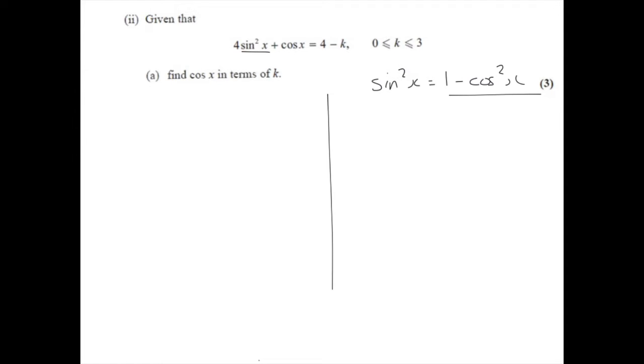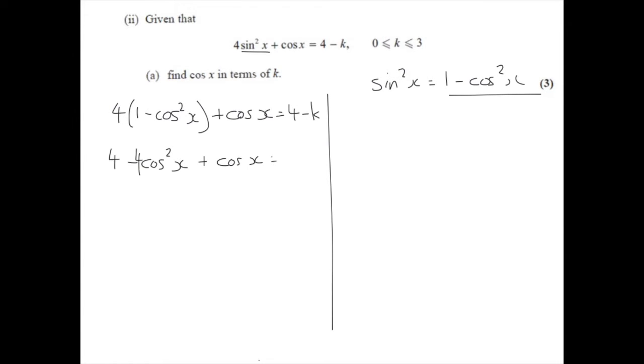So we will get 4 bracket 1 minus cos squared x plus cos x equals 4 minus k. Expanding the bracket, we'll end up with 4 minus 4 cos squared x, rookie error there, plus cos x is equal to 4 minus k.